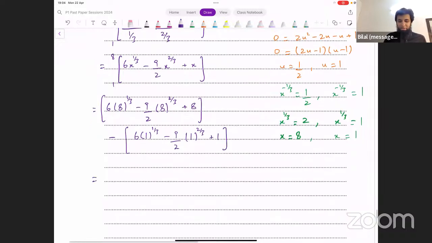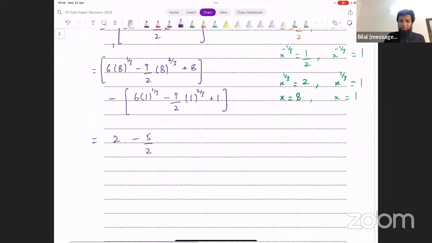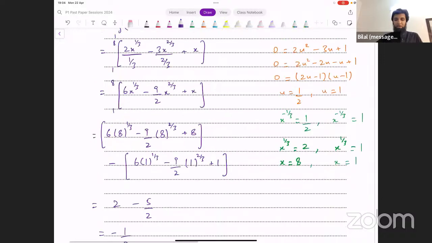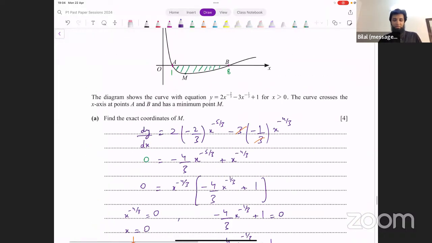Now let's evaluate this and see what that gives us. The first bracket, 6 into 2 minus 9 divided by 2 multiplied by 4 plus 8. The first bracket is giving me 2. Subtract from this result the second bracket, that's 6 minus 9 over 2 plus 1, and that's 5 over 2. And the result that I'm getting is negative 1 over 2. It's a negative result, which was expected because the area was below the x-axis. So this is negative 1 over 2.